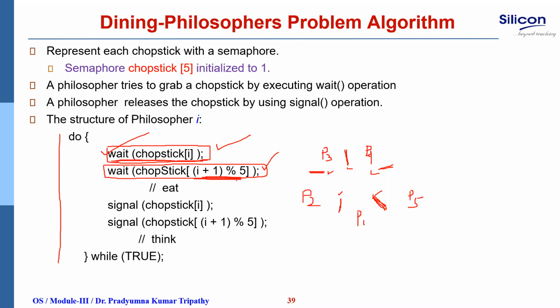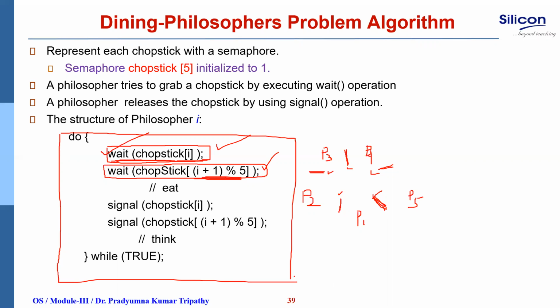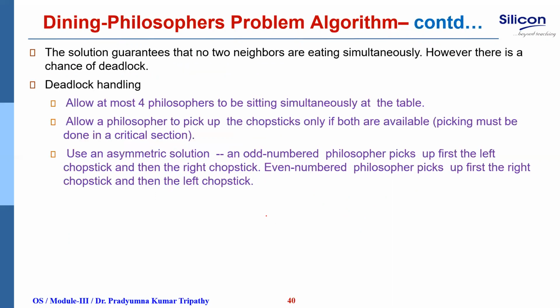So they can't even eat. So this leads to deadlock. Although the solution that you have provided is a reasonable solution, it fails when all processors get hungry at the same time and want to acquire the lock at the same time.